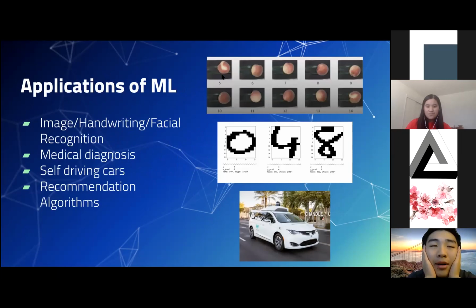And regarding ML, these are some of the reasons that it's really interesting. It has so many applications, for instance, with image, handwriting, and facial recognition, stuff that you see in sci-fi movies. Medical diagnosis, here on the top right, you should see some images of breast cells. And looking at the images and applying a neural network, you should be able to diagnose which cells are cancerous. Machine learning is also used in self-driving cars and recommendation algorithms for things like Netflix.